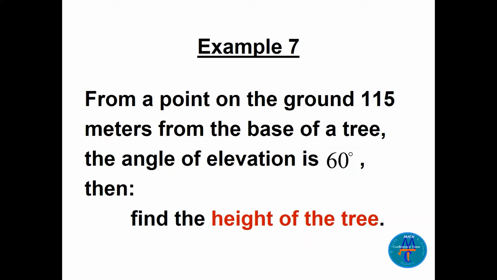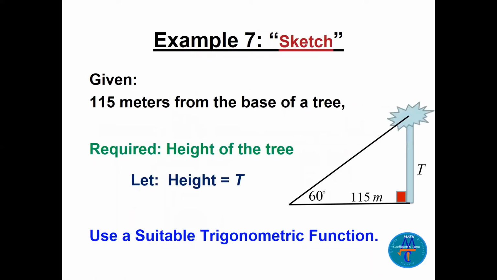angles. Example number 7. This is a continuation of lecture 11, by the way. From a point on the ground 115 meters from the base of a tree, the angle of elevation is 60 degrees. Find the height of the tree. In these questions, in the applications, you have to read it, please, one time or two times carefully, understand it, and then make a little sketch. I advise you to do that. And then from there, you can form a right triangle, and then you can do the question and find the required part.